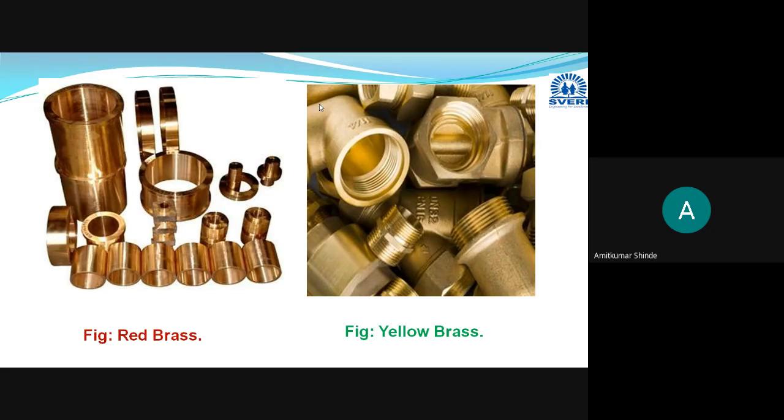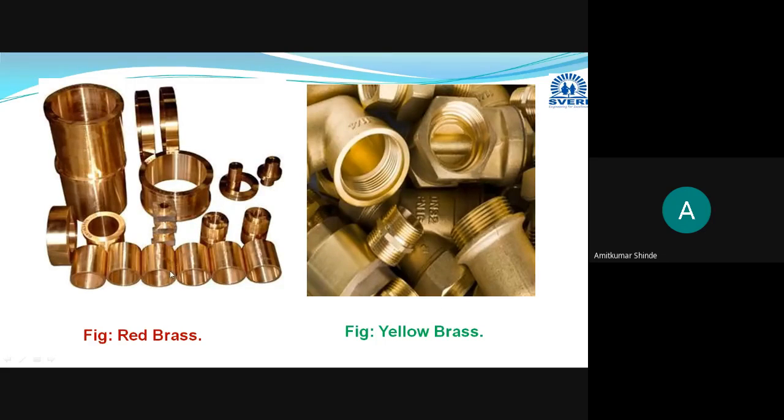Now, the brasses are classified depending on their microstructures, and one more classification for the brasses is depending on their color. This color you can judge by understanding the percentage of zinc. Whenever the percentage of zinc is less than 20%, then those brasses are termed as red brasses. Red brasses and yellow brasses.